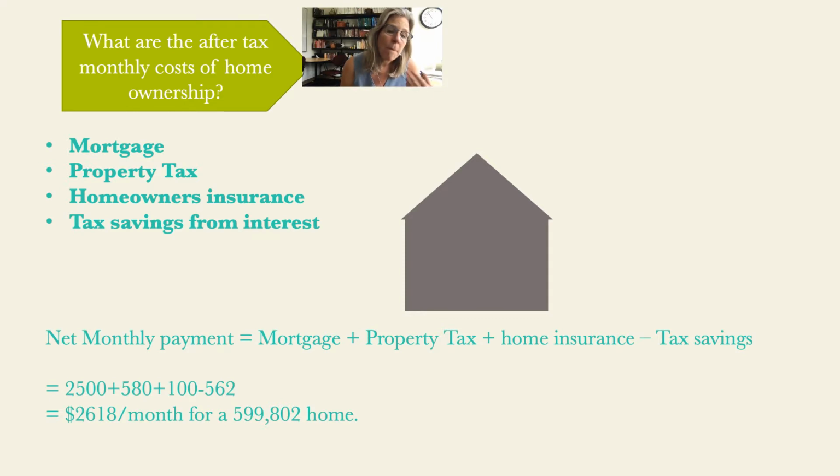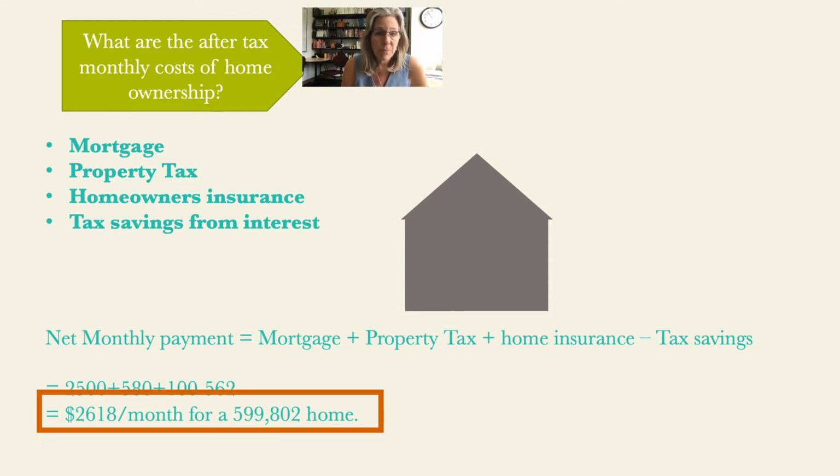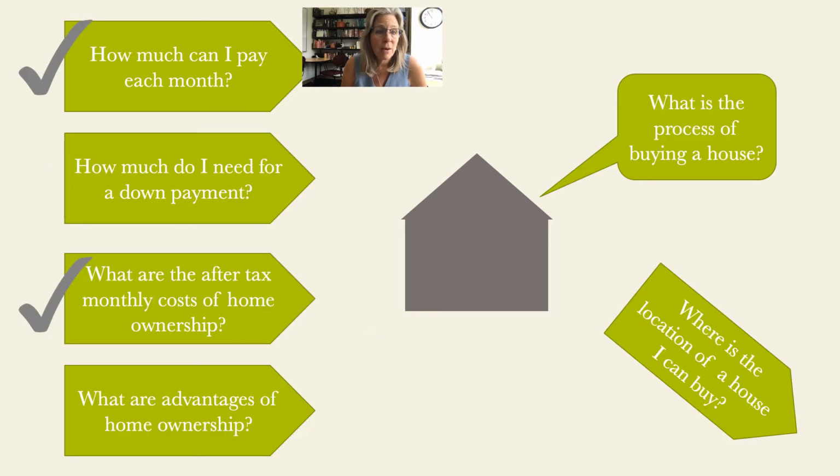So we might want to go back and adjust the amount we pay for the house to hit right at $2,500, or we can just go with this and say, yeah, $2,618 is a good amount. So we can pay $2,618 a month for a house that's about $600,000. That's pretty cool. Now we know exactly what housing price we can afford.